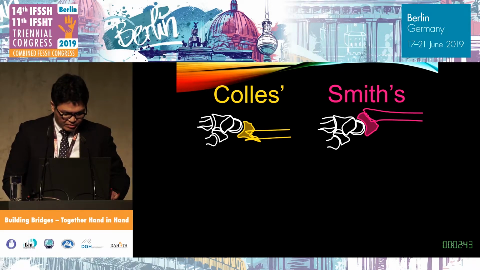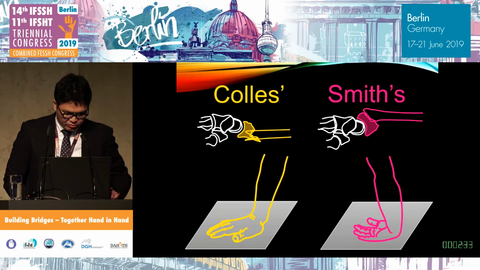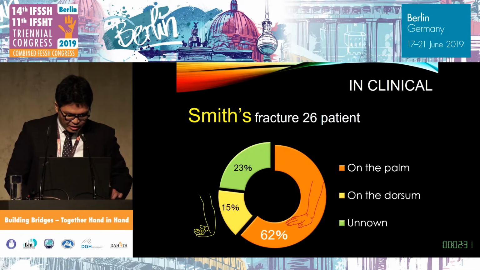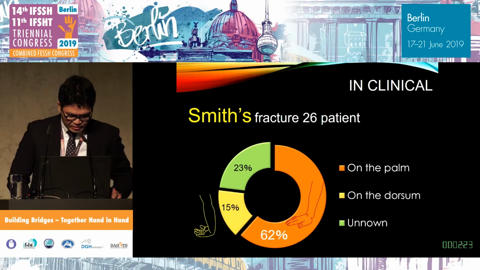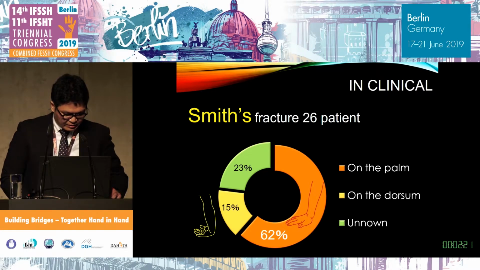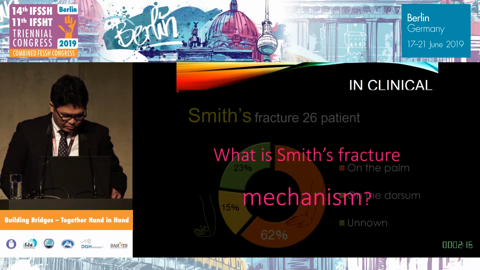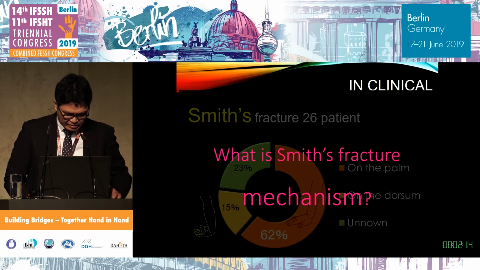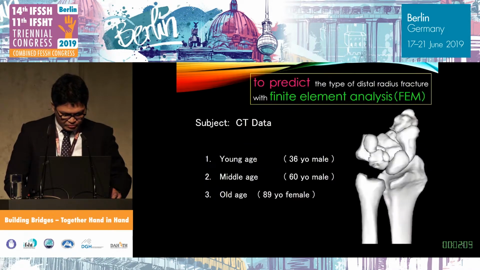We orthopedic surgeons had learned that Colles fracture occurred when the hand is loaded during dorsal flexion, whereas Smith fracture occurred during volar flexion. Indeed, in our survey, only 15% of patients were injured as a result of falling on the dorsum of the hand. On the other hand, 62% of patients were injured as a result of falling on the palm of the hand. However, we don't know the mechanism of such a fracture. The aim of this study was to clarify the pathogenesis of Smith fracture.